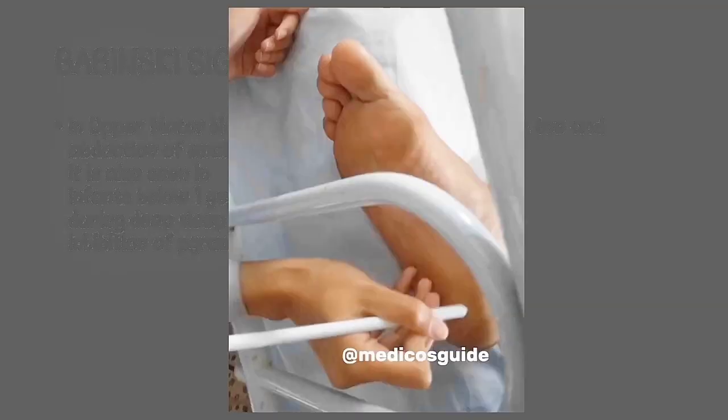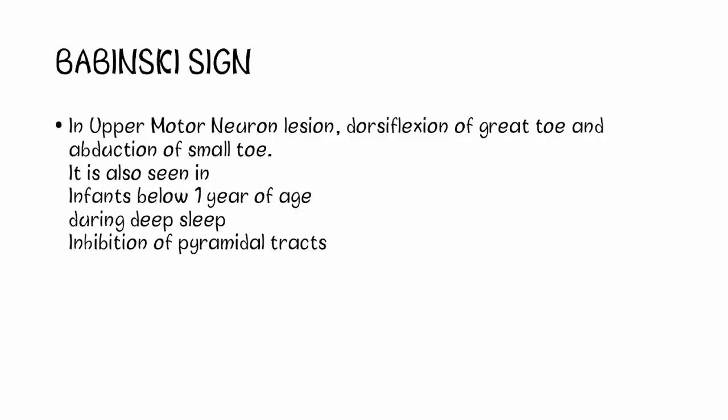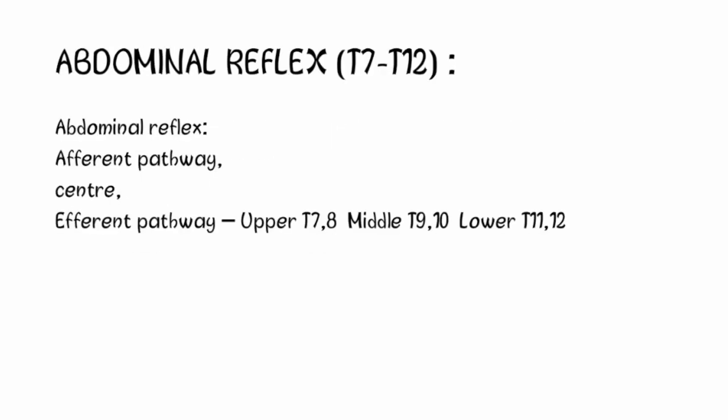But an abnormal response in adults will be when the big toe extends upwards and the other toes fan out. Now let's move on to the next reflex, that is abdominal reflex. It has a root value T7 to T12. Now it is divided into 3, so the upper abdomen has a root value T7 to T8, middle has T9 and T10, lower abdomen has T11 and T12.